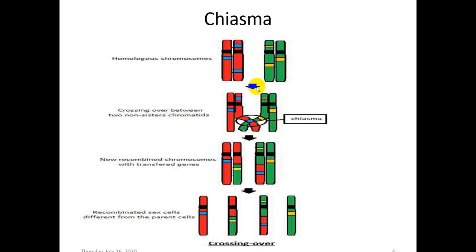This is 1 chromosome of 2 chromatids. We call them sister chromatids. And these are the 2 sister chromatids of the green. So they are not crossing over between the green or between the red themselves. No, the crossing over is between non-sister chromatids. Okay.